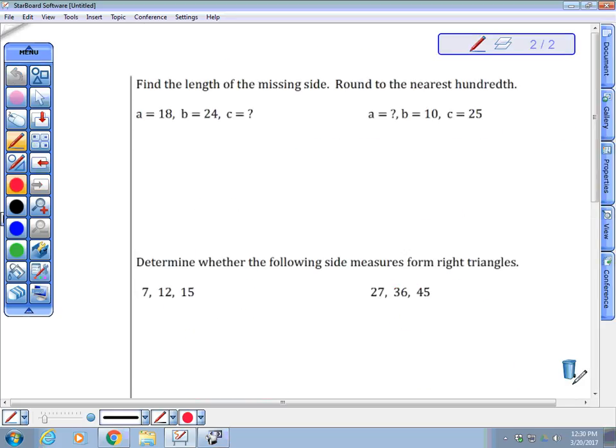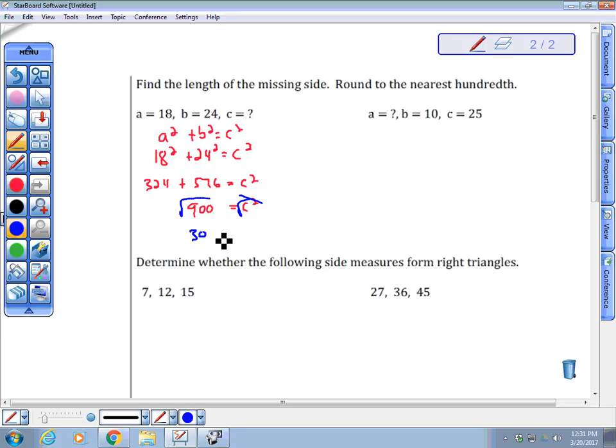Alright, so this one doesn't have a shape, but the A's, B's, and C's are given. At least 2 out of the 3 are given. C is unknown. So of the equation, A squared plus B squared equals C squared, we'll put 18 for A, 24 for B, and C will be C squared. So we'll get 324 plus 576 equals C squared. Adding those up together, you'll get 900. And you square root both sides, and you get 30 equals C. This time use the equal sign.